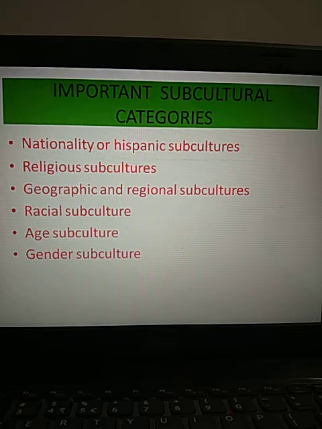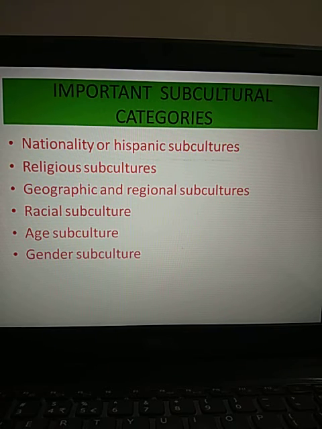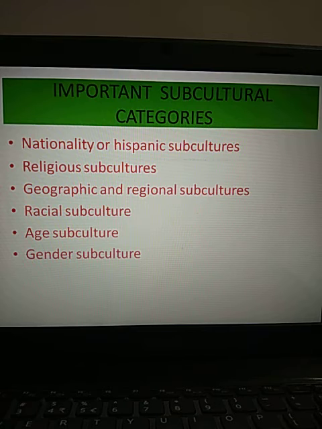Religious subcultures. In any country you take, you find different kinds of religions. For every religion, different kinds of ideologies and different kinds of needs would be there. Based upon that, product targets would be there. Let us take India itself. So many religions are there. Based upon their needs, different kinds of products or services are required. This is the religious subculture.